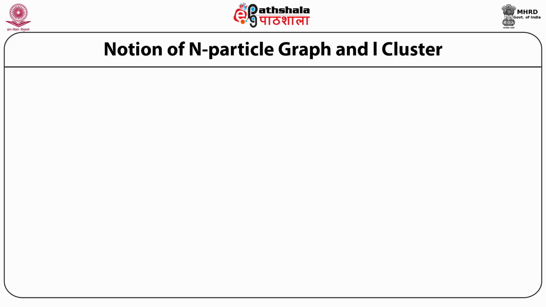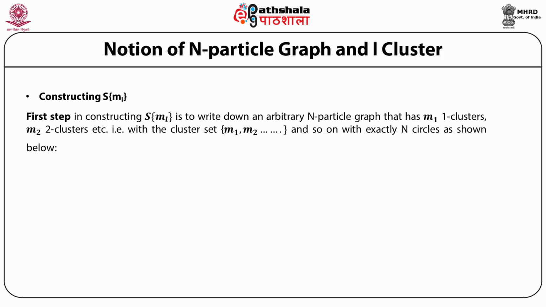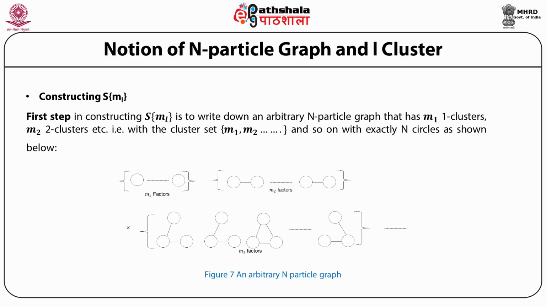Now let us try to construct this S as a function of the set ML. The first step in constructing S as a function of the set ML is to write down an arbitrary n-particle graph that has M1 1-clusters, M2 2-clusters, etc. That is, with the cluster set M1, M2 and so on with exactly n circles as shown below, which is an arbitrary n-particle graph.